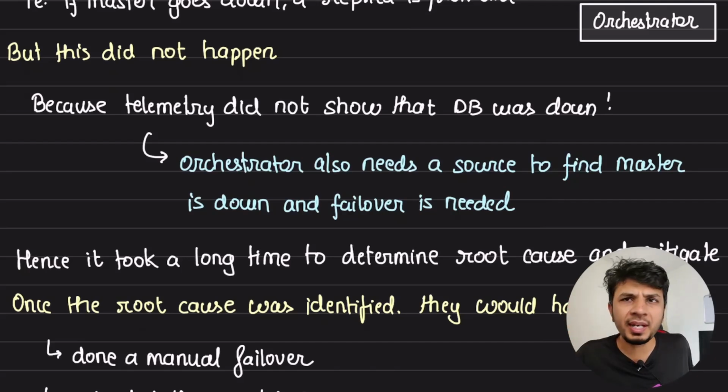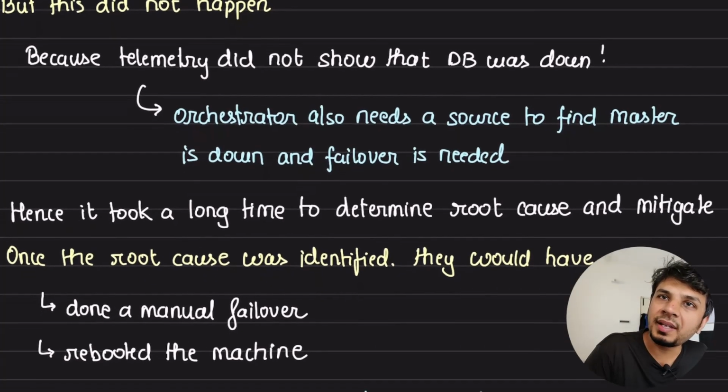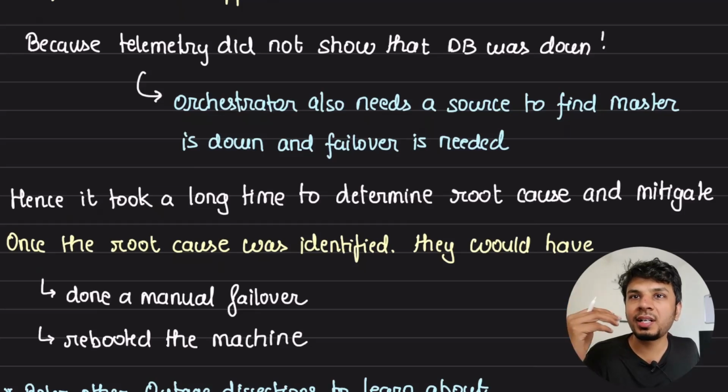And it might be very possible that the entire database is not down. Only a fragment of it is down, or some particular tables are locked, or it is not a very obvious outage on the database, right? So this is very common. Here the orchestrator was not able to identify that the master was down, so failover did not happen. Because failover did not happen, and because the telemetry also did not show that the database was having an impact, it could not show that something's wrong in the database.